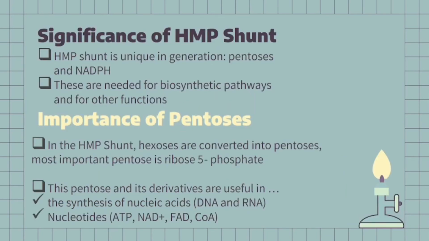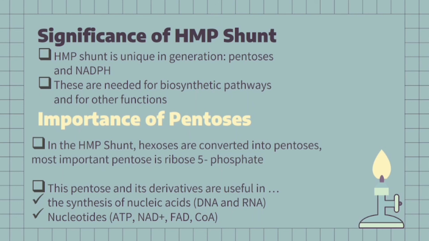Significance of the HMP shunt, or the hexose monophosphate pathway. The HMP shunt is unique because it generates important products like pentose and NADPH, which are needed for biosynthetic reactions and various other functions. The HMP shunt is also used in the synthesis of sphingosine and cerebrosides. Sphingosine is essential for cell growth, survival, migration, immune cell trafficking, angiogenesis, inflammation, and cancer.